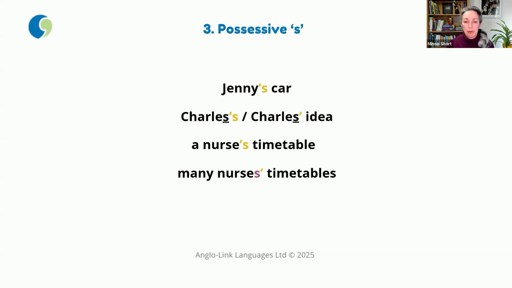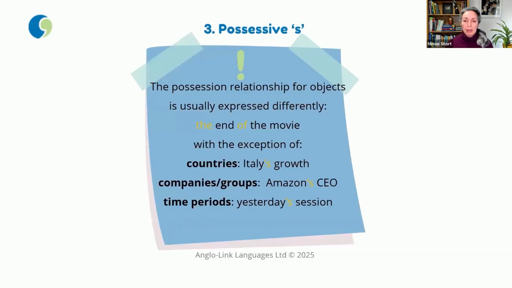We just keep the plural S. And in writing, we just put an apostrophe. So it's a nurse's timetable and also many nurses' timetables. Some notes here. The first one is that the possession relationship for objects, one object belonging to another object, is usually expressed differently, not with apostrophe s, but with the and of, the end of the movie. But there are some exceptions where apostrophe s is used preferably.